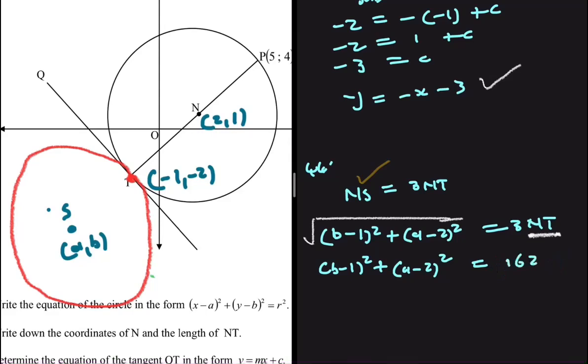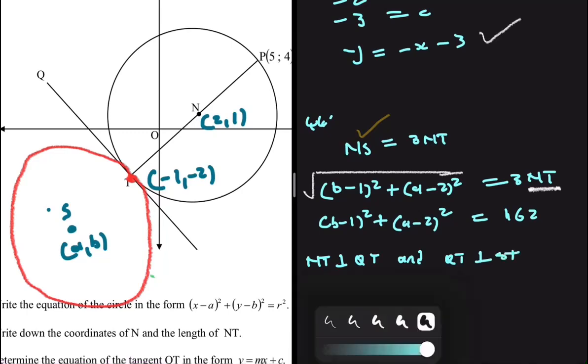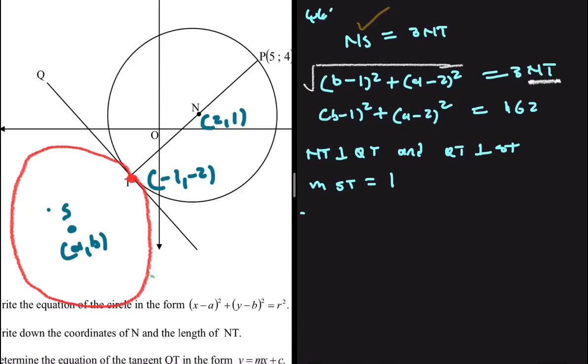We have 162. We know that NT is perpendicular to QT. And then we also know that QT is perpendicular to ST. So that tells us that the gradient of ST will also be equals to 1. We can actually say that y of t minus y of s divided by x of t minus x of s should be equals to 1.